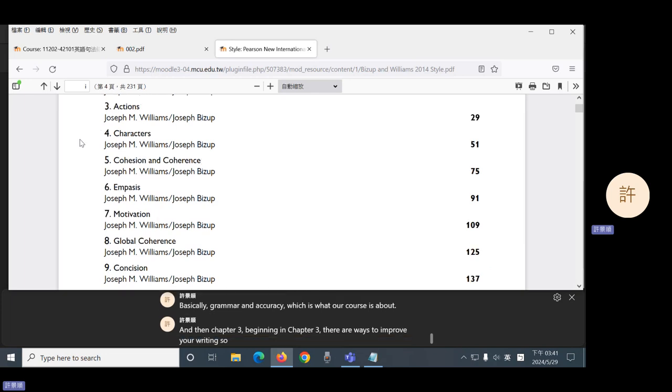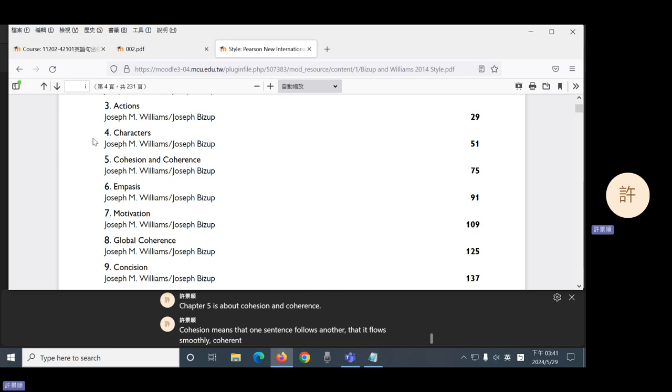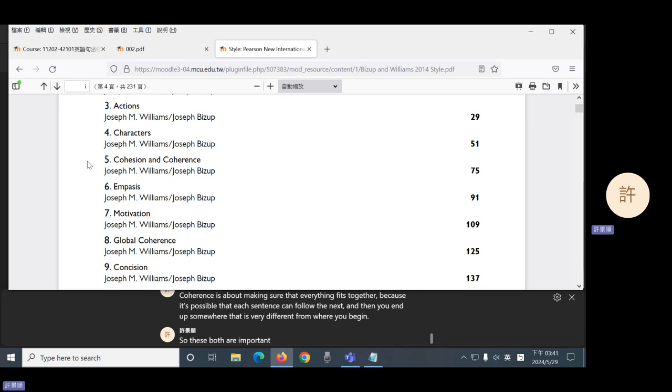So chapter three is about finding your main verb. Which word should you choose as the verb of your sentence? Chapter four is about your subjects and objects. Which words should you use as subject and object? Chapter five is about cohesion and coherence. Cohesion means that one sentence follows another, that it flows smoothly. Coherence is about making sure that everything fits together, because it's possible that each sentence can follow the next and then you end up somewhere that is very different from where you began. So these both are important concepts.